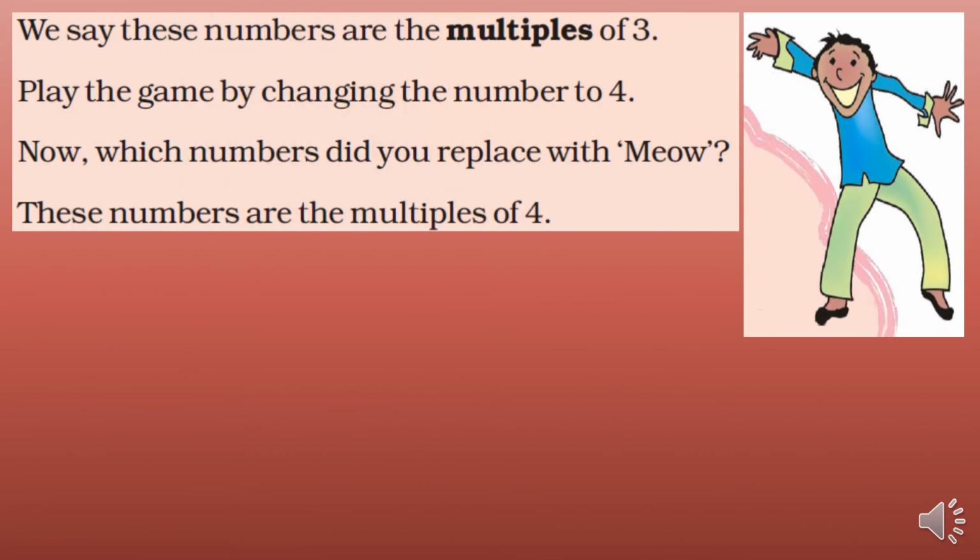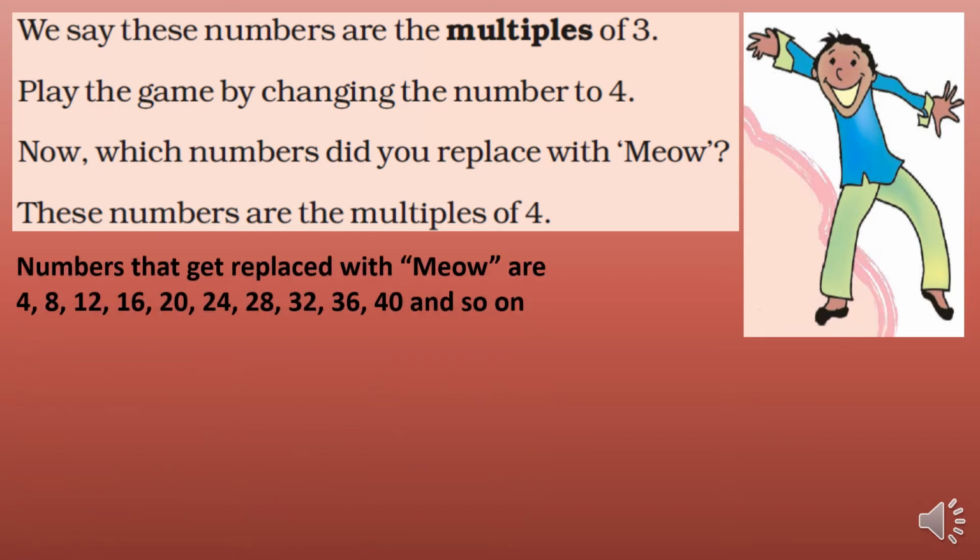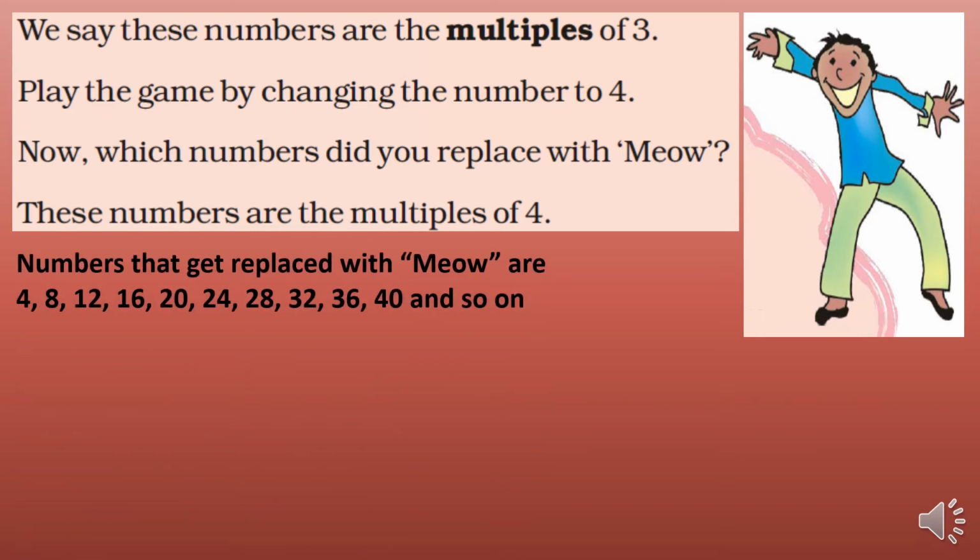Play the game by changing the number to 4. Now, which numbers did you replace with meow? These numbers are the multiples of 4. So the numbers that get replaced with meow are 4, 8, 12, 16, 20, 24, 28, 32, 36, 40, and so on.